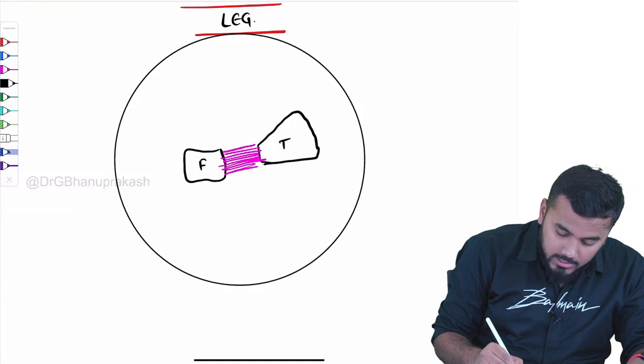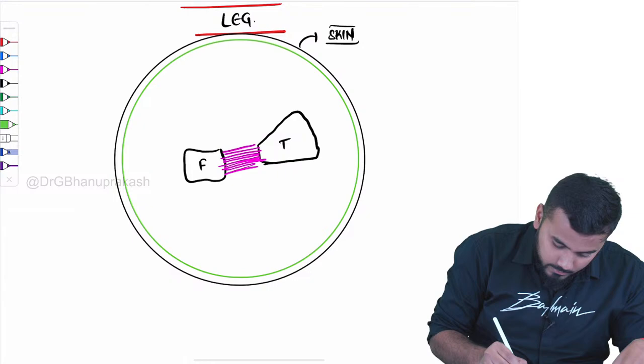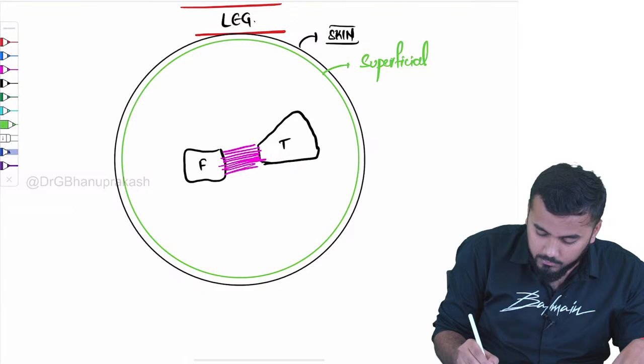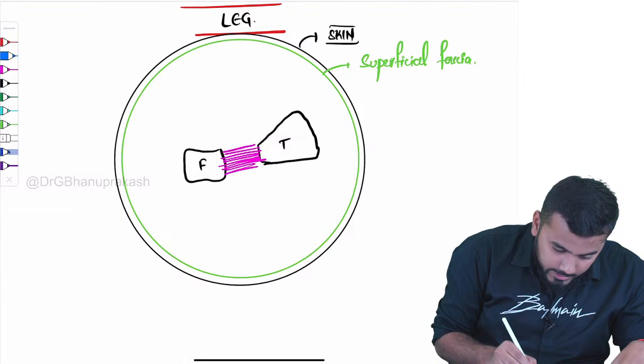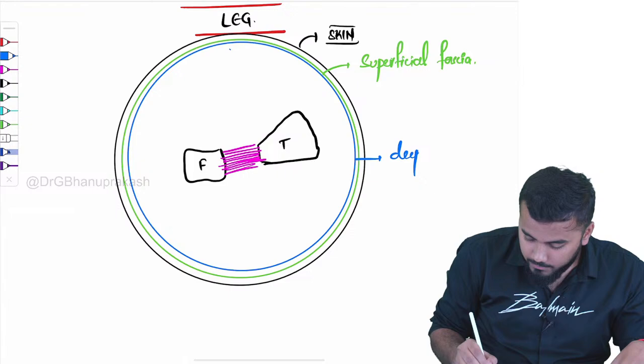So obviously the outermost layer is going to be your skin, right? After the skin, simple thing, guys, everyone knows this, superficial fascia, and after that we have got the deep fascia. So this is called superficial fascia. The next one you have got is the deep fascia, the blue color one which I'm drawing right now. All of you have to remember this thing.